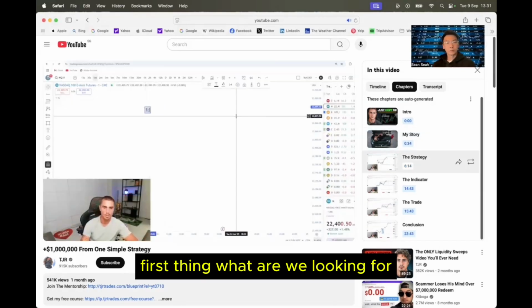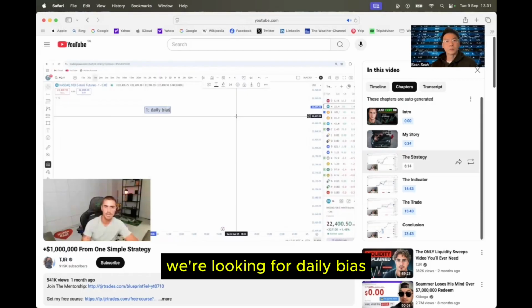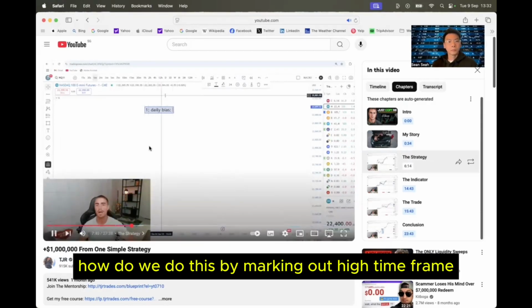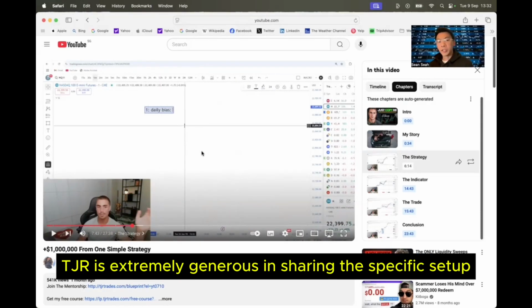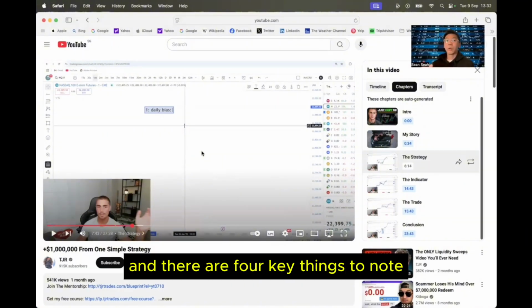First thing, what are we looking for? We're looking for daily buys. How do we do this? By marking out high time frame draws on liquidity. He is extremely generous in sharing the specific setup, and there are 4 key things to note.